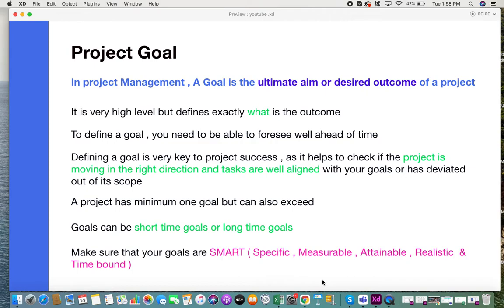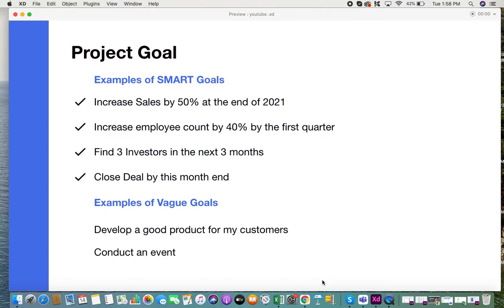Here is an example of the different types of project goals. Goals can either be smart or they can be vague. When taking SMART goals, here are some examples. Increase sales by 50% at the end of 2021. Increase employee count by 40% by the first quarter. Find 3 investors in the next 3 months. Close deal by the month end.